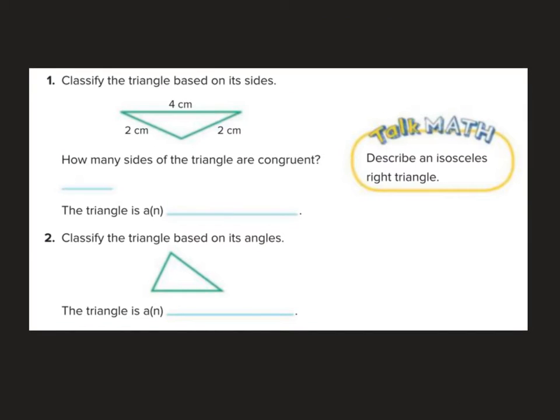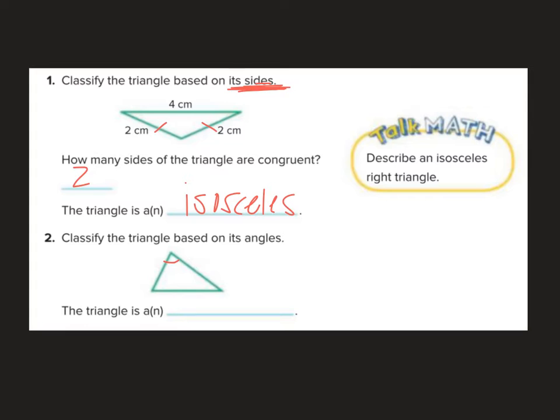Okay, classify the triangle based on its sides. Okay, so we've got 2 congruent sides. So how many sides are congruent? 2. So that means the triangle is an isosceles triangle.